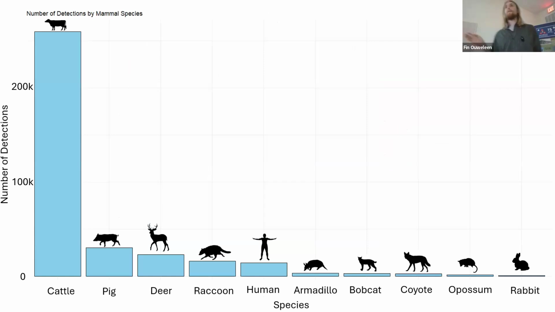But one thing that's not being accounted for right now is how many detections of each species we're getting, because the species richness is just how many species the camera saw ever. But in reality, there's a disproportionate amount of detections for different species.